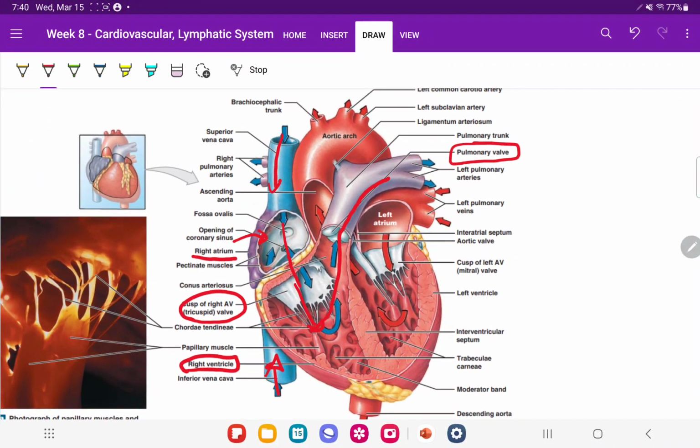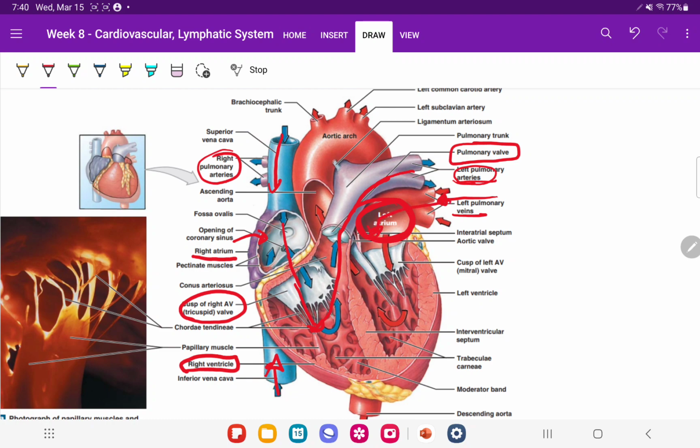From the pulmonary valve, it goes through the pulmonary trunk to leave the heart via the pulmonary arteries to go to the lungs. So we have the left pulmonary arteries and the right pulmonary arteries for that blood to get oxygenated. When that blood is oxygenated and comes back, it enters the heart via the left pulmonary veins and the right pulmonary veins. You can't see them because they're behind. But blood re-enters the heart from the lungs at the left atrium.